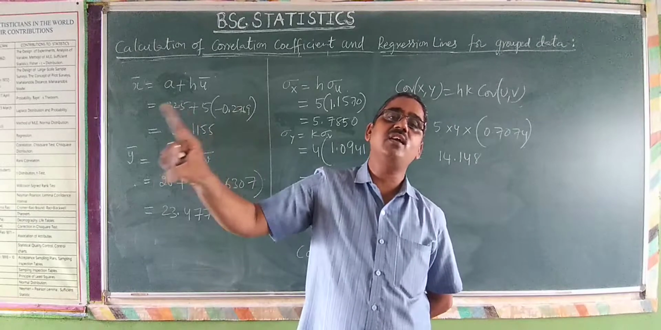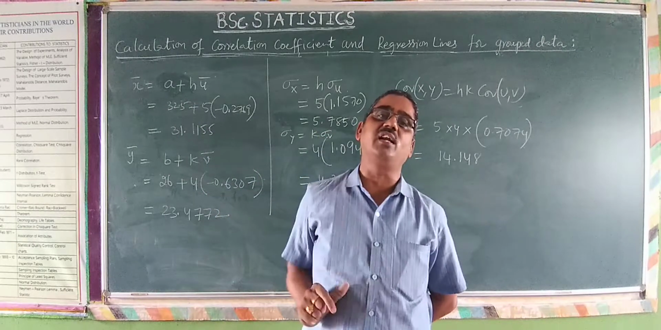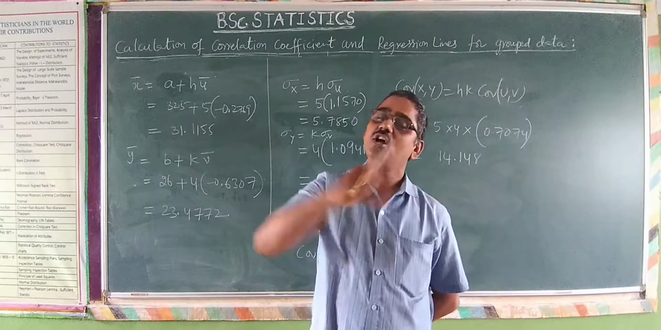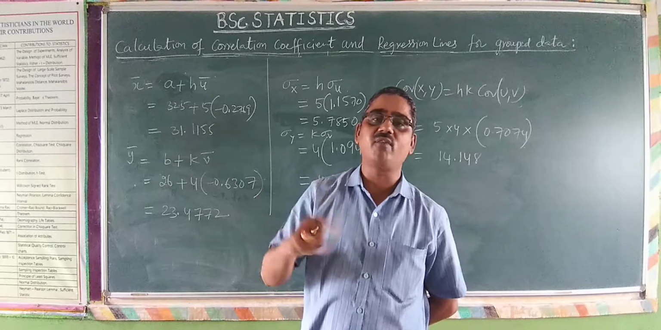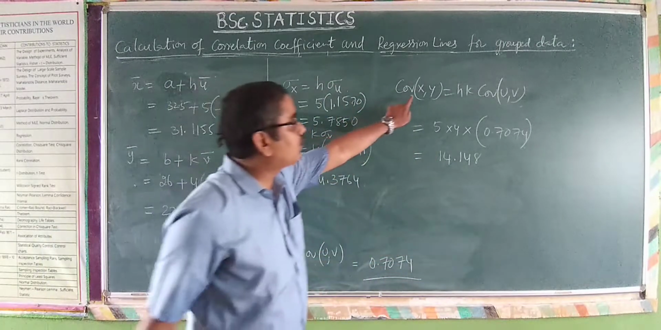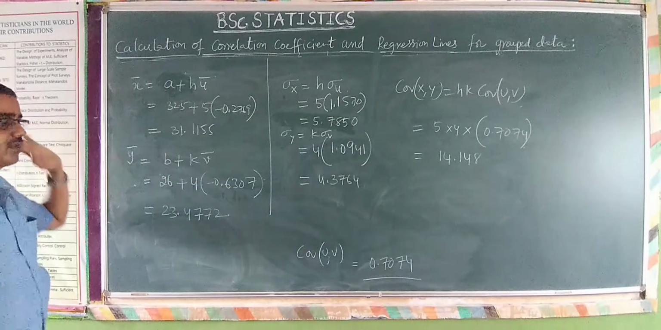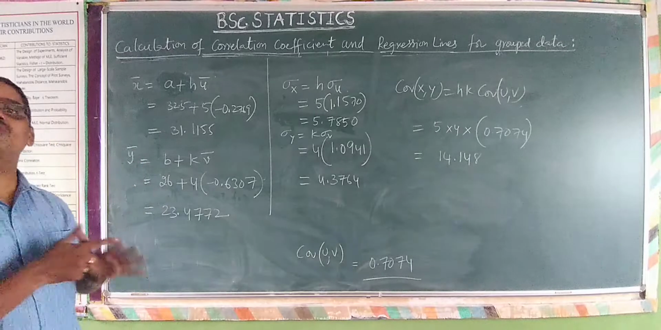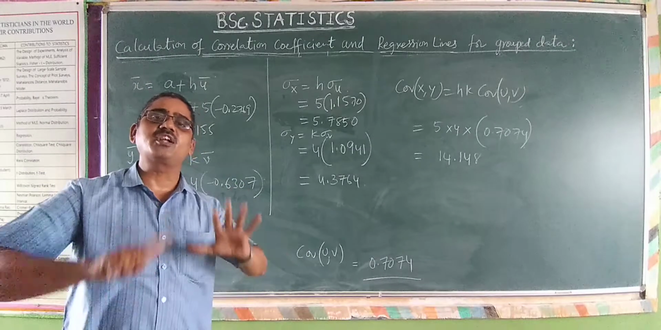That is the reason why covariance of xy need not be calculated, because if you calculate r, you can calculate the remaining. r into sigma x, sigma y, x bar, y bar are enough. Covariance of xy is not needed. Of course, fine. We have calculated covariance of xy, sigma x, sigma y, x bar, y bar. With these values, now we have to calculate the correlation coefficient and regression lines.